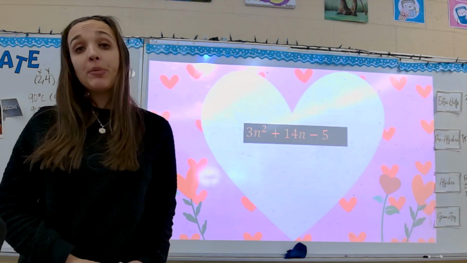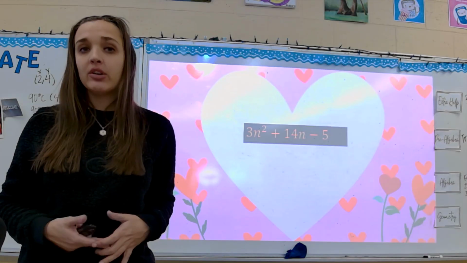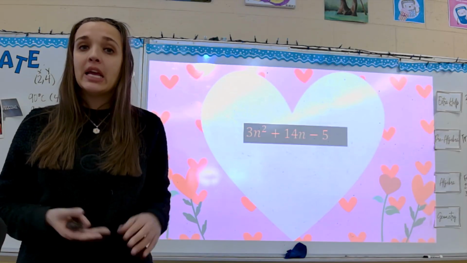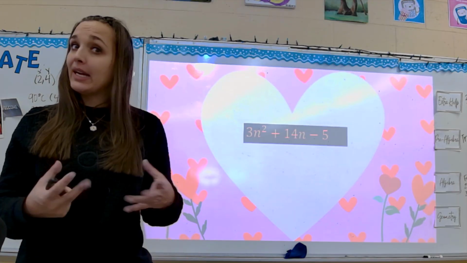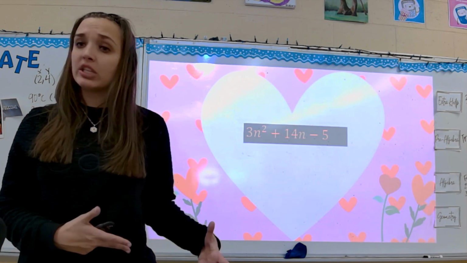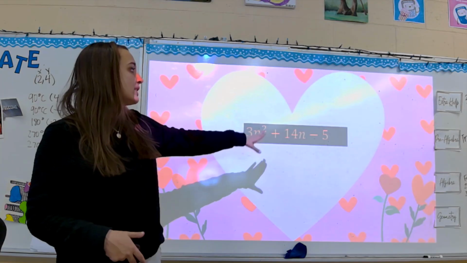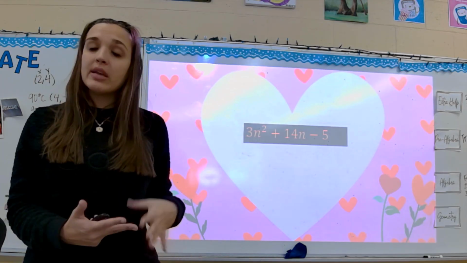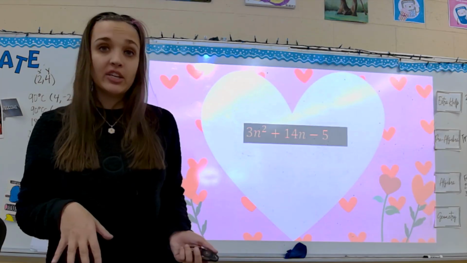So we have this problem here, and a first key point is to understand what we are doing. I look at this and I need to see, is there a GCF that I can take out? If there is, I need to take it out. If not, I'm just going to continue with my problem regularly. So I look, I have 3n squared, 14n, and negative 5. None of them have a GCF other than 1 that I can take out. So I'm not going to take a GCF out.